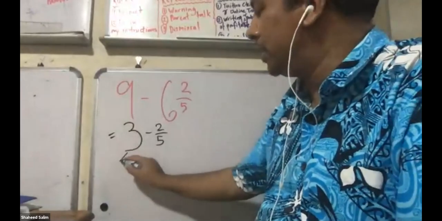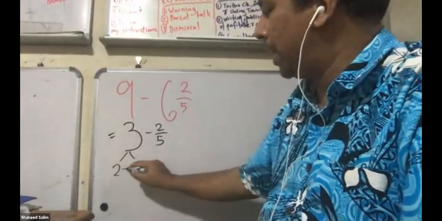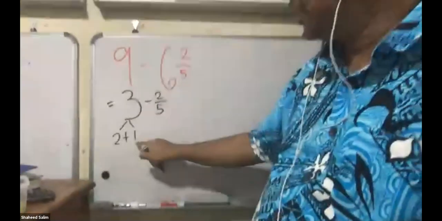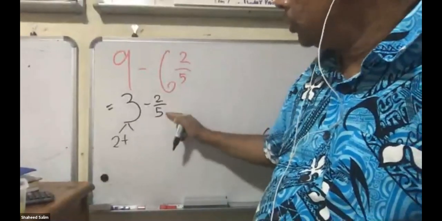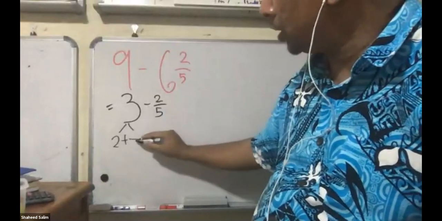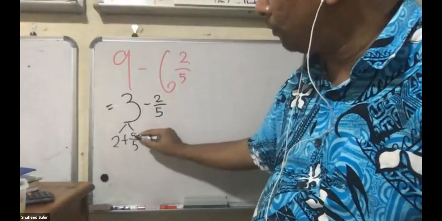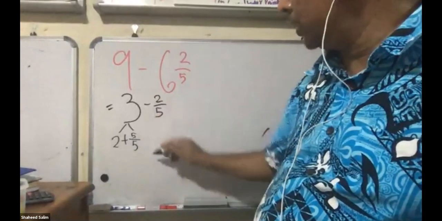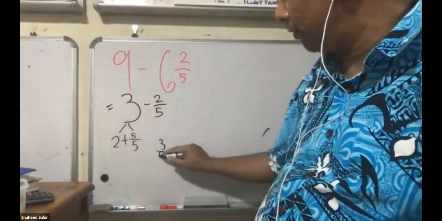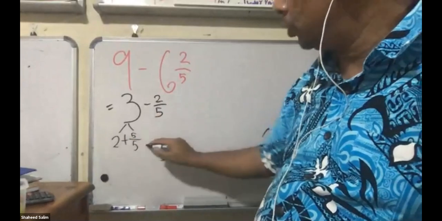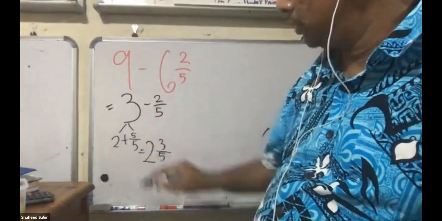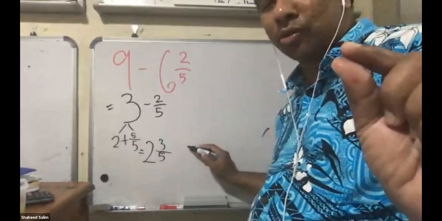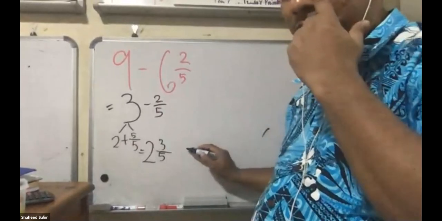You say, never mind. Remember, this is the same as 2 plus 1. 3 is the same as 2 plus 1. This 1 changed to, this is 5. Oh, I can change to 5 out of 5. So 5 minus 2 is 3 out of 5. Then I got a 2 whole here. 3 out of 5, not 2 out of 5. A little bit more, Shafia. Just a little bit more, you're going to score.